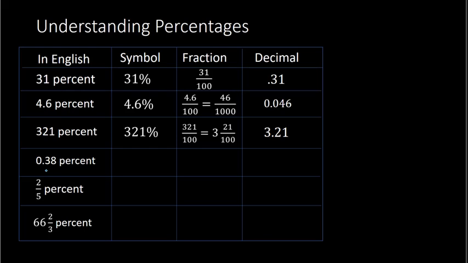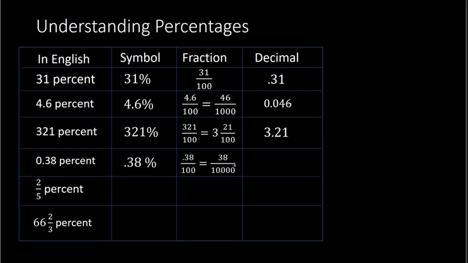Here we have 0.38%. With the symbol, it would be 0.38 and then the percent sign. As a fraction, this would be 0.38 divided by 100, or I can move the decimal place two places to the right to make this with no decimal on the top. But to do that, I have to multiply the top and the bottom both by 100. So when I multiply by 100 on the top, I have 38, and then 100 times 100 would give me 10,000 on the bottom.